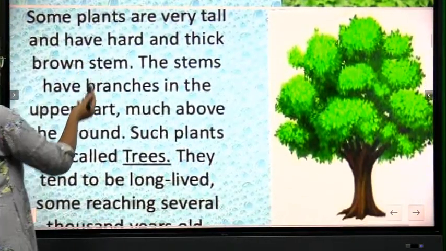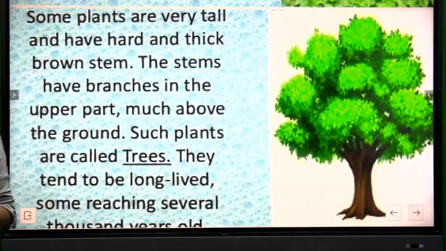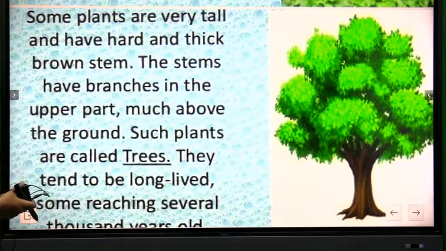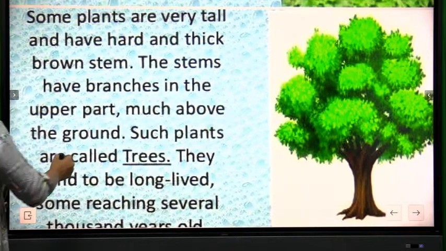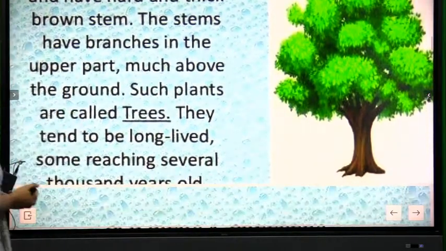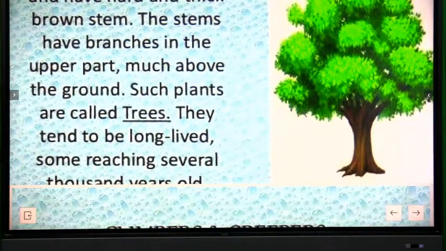After that, trees. You all know what trees are? A very tall and thick stem. Their stems and branches are on the upper part, above the ground. Such plants are called trees. They can live long, meaning their lifespan is very long, and they live for several thousand years.